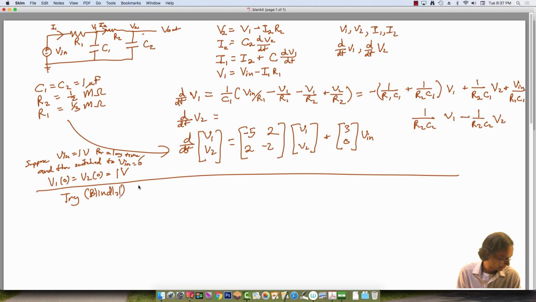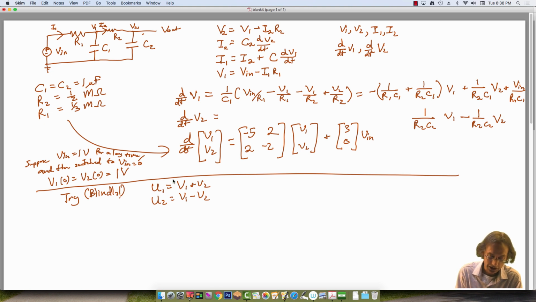Let's try the following change of variables. Suppose I define new variables. Instead of these, I use u's. u1 equals v1 plus v2, and u2 equals v1 minus v2. Maybe you think that the difference of these two voltages is something interesting, and maybe the sum of these voltages is something interesting. So you give it a shot.